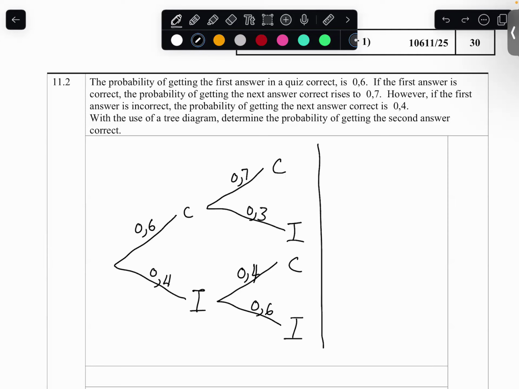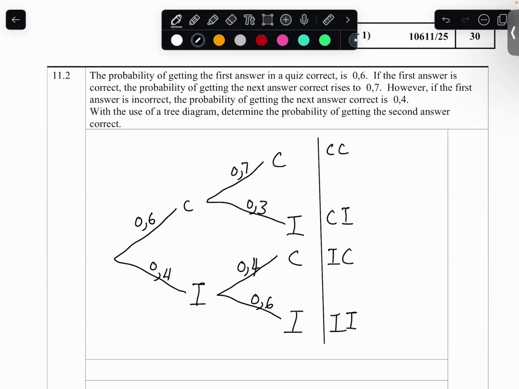And then we have our options. Either you can get both correct, the first one correct and the second one incorrect, the first one incorrect and the second one correct, or both incorrect. Those are the scenarios. With the use of a tree diagram, determine the probability of getting the second answer correct. The second answer correct is this option, and this is us getting the second answer correct too.